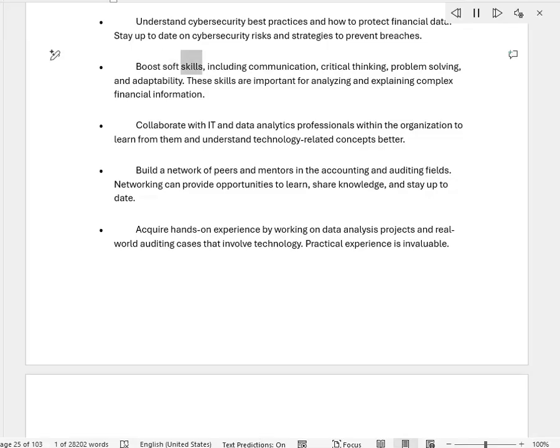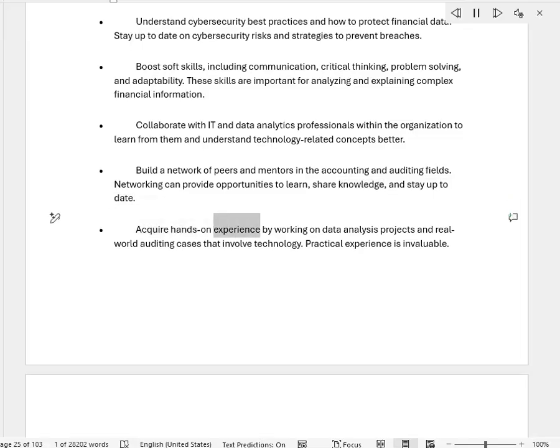Boost soft skills, including communication, critical thinking, problem solving, and adaptability. These skills are important for analyzing and explaining complex financial information. Collaborate with IT and data analytics professionals within the organization to learn from them and understand technology-related concepts better. Build a network of peers and mentors in the accounting and auditing fields. Networking can provide opportunities to learn, share knowledge, and stay up to date.